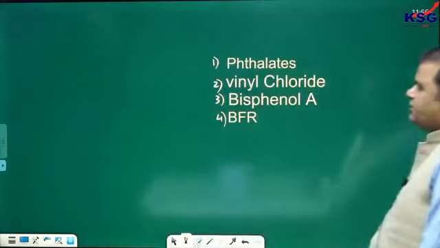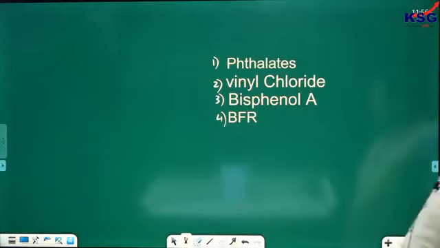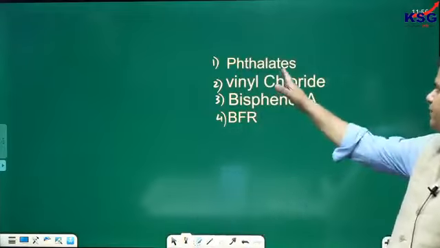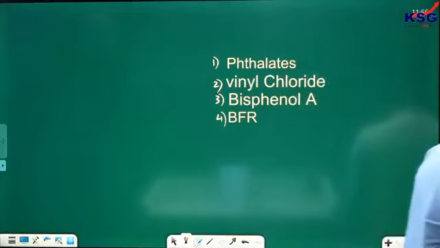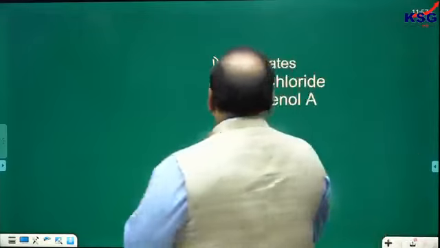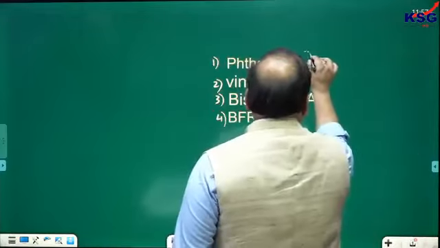Now, as far as phthalates are concerned, phthalates are what? Phthalates are chemicals which are used for making the plastic products more flexible. Write down. Phthalates are chemicals which are used for making the plastic products more flexible.